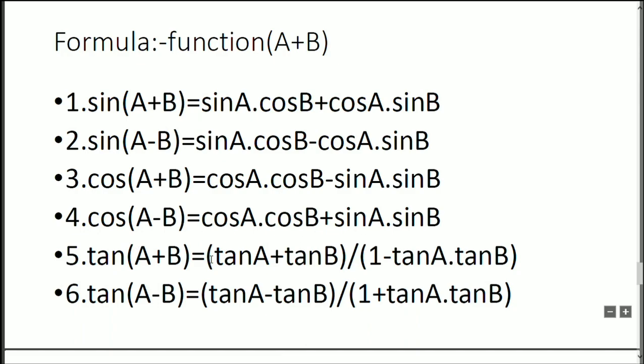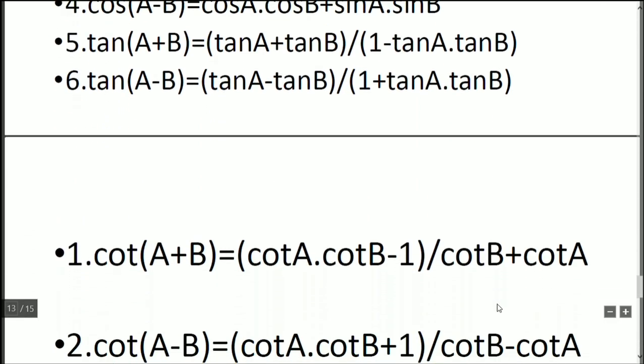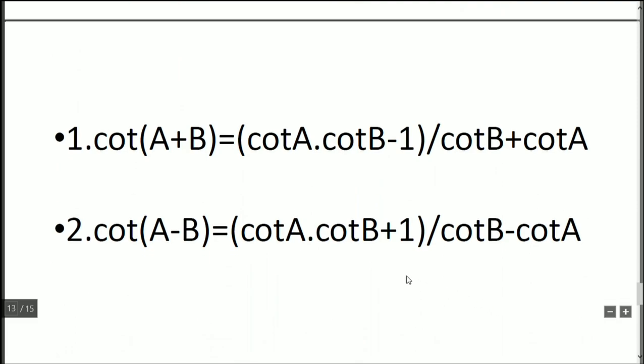Then tan(a plus b) equal to tan a plus tan b, whole divided by 1 minus tan a dot tan b. Then tan(a minus b) equal to tan a minus tan b, whole divided by 1 plus tan a dot tan b. So remember this formula. You get larger problems using this formula.